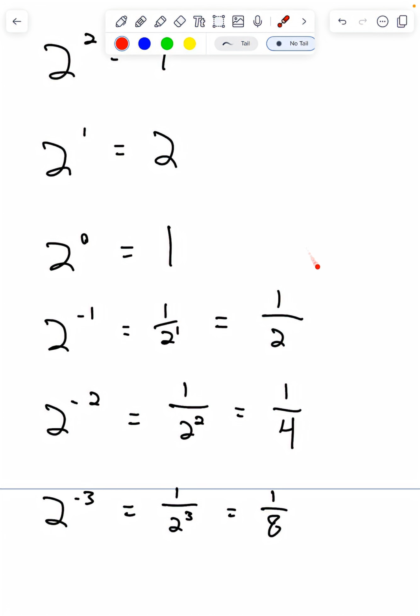If I divide by 2 again, I'll get a half. Divide by 2 again, I get a fourth. Divide by 2, I get an eighth. Okay, and I stay consistent here. As I drop down by 1 on my powers, 0 minus 1 is negative 1, minus 1 is negative 2, minus 1 is negative 3, and I continue the pattern here.